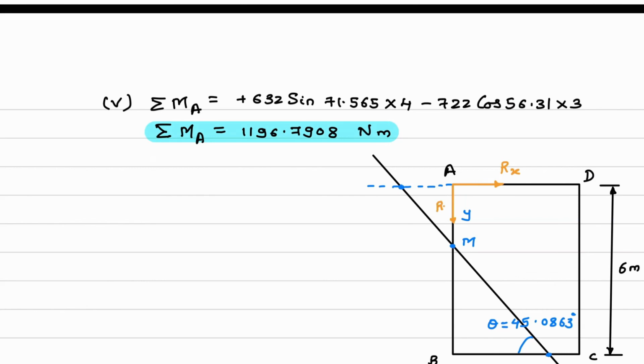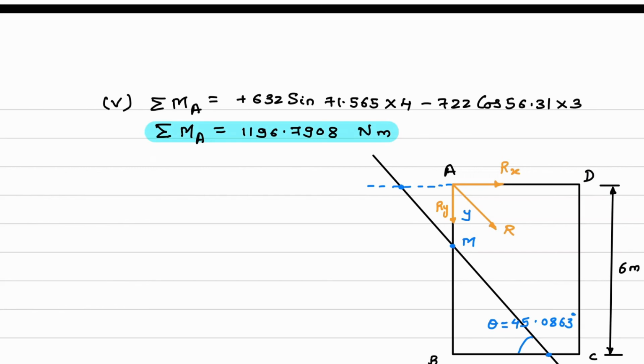This is the direction of Ry. Now according to this, the resultant will lie in the 4th quadrant. So this is the resultant. Now we have calculated the summation of moment about point A, which is 1196.7908 Newton meter.